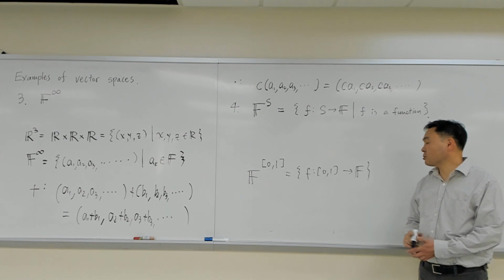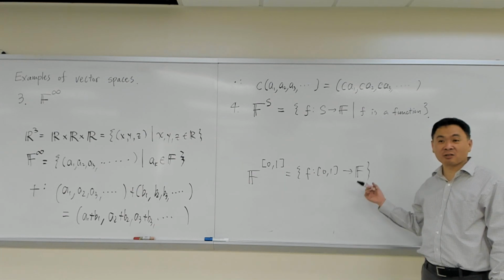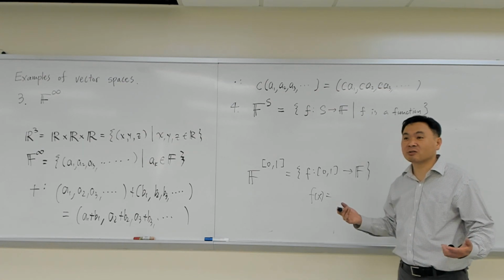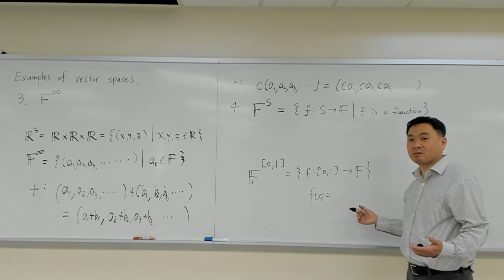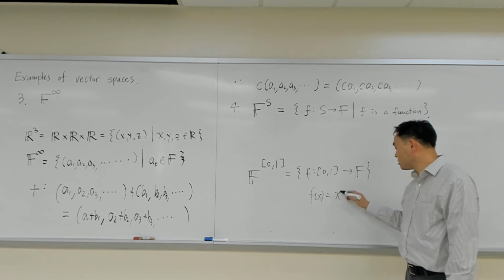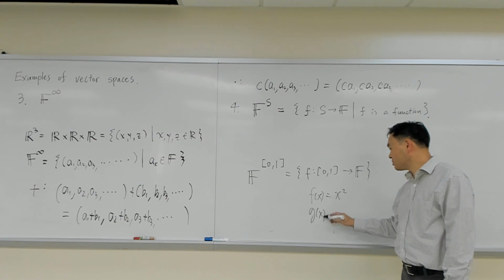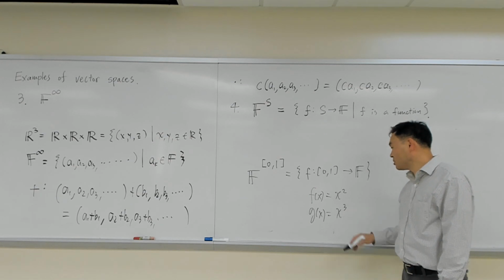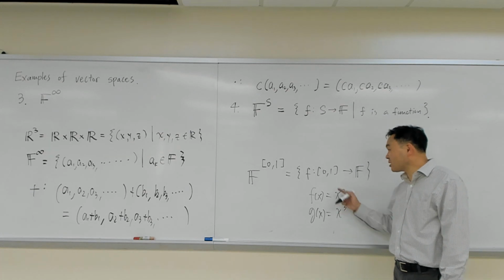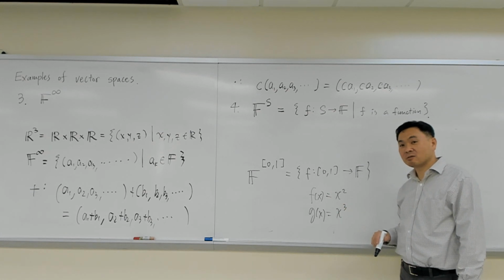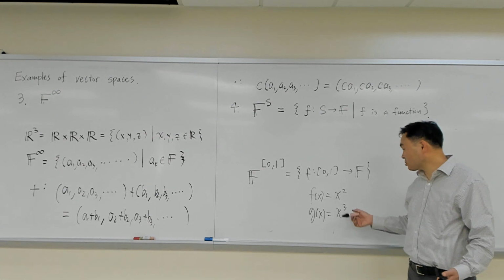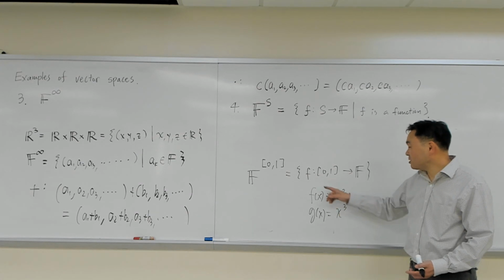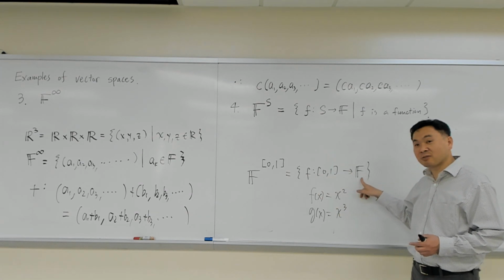So, give me a function that's defined from 0 to 1 that gives you a real value. F of x, what? Give me a function. Yeah, x squared. X squared, good. Give me another function. X cubed. Now, if you add these two, is that again defined on 0 to 1? Yeah, right? It's again a function that's defined from 0 to 1. So in this space, you can add two functions to get another function.